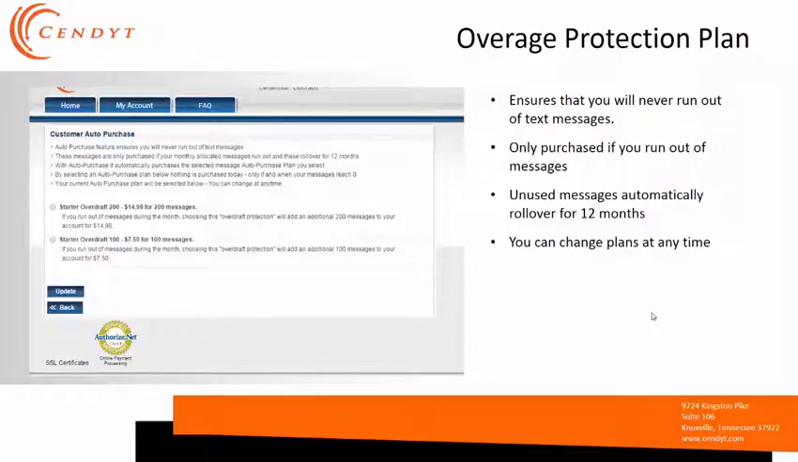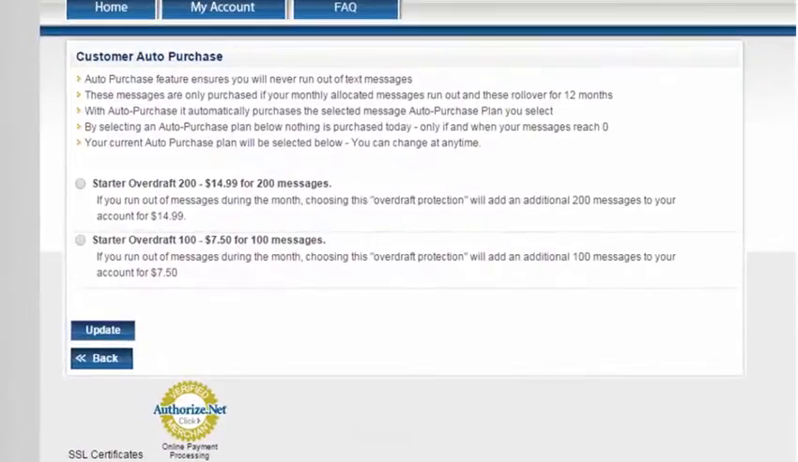Let's talk about CenDyt's Overage Protection Plan. It is a great tool to have, and I highly recommend that you take a look at this. What this does, it ensures that you never run out of text messages. So for example, if you're on the $29.99 text messaging plan with 400 messages, and you're really starting to build up your list and people are getting excited and joining, you want to make sure that you don't get cut off. And what this does is it only kicks in if you run out of messages.